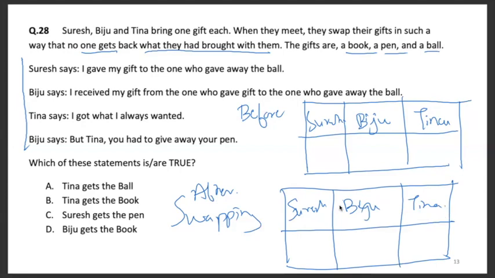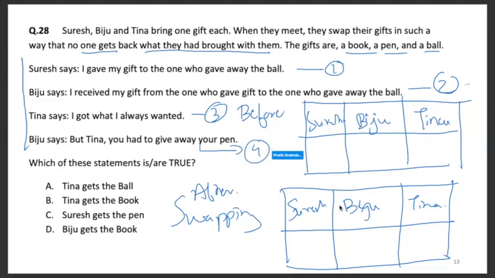In the first case, I go statement by statement. Suresh says, I gave my gift to the one who gave away the ball. Biju says, I received my gift from the one who gave the gift to the one who gave away the ball. This is a little bit confusing. Tina says, I got what I always wanted, which is actually not making much clarity. The last statement, the fourth statement, says Tina, you have to give away the pen.